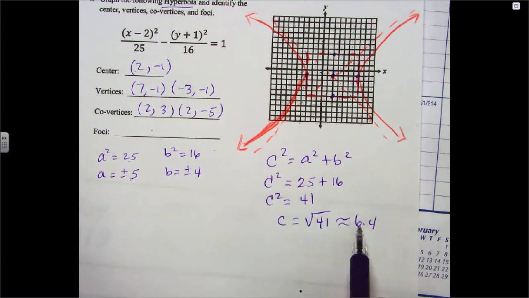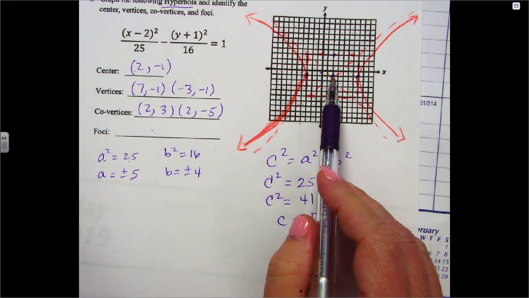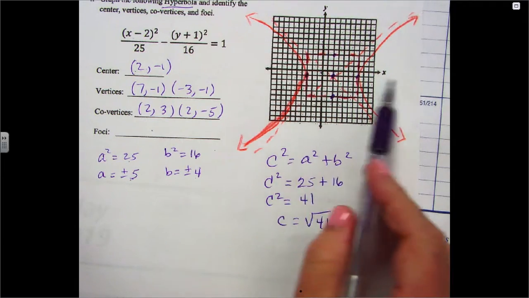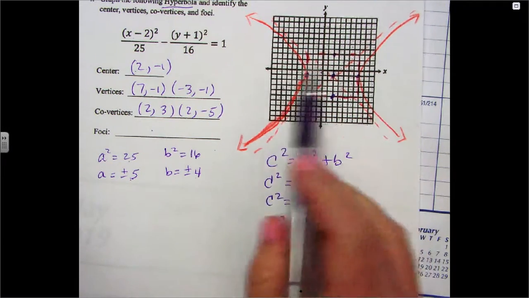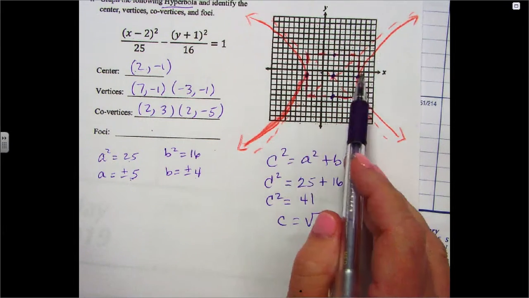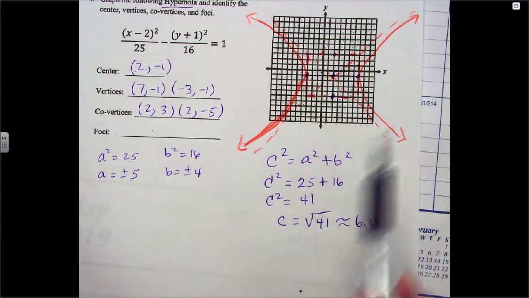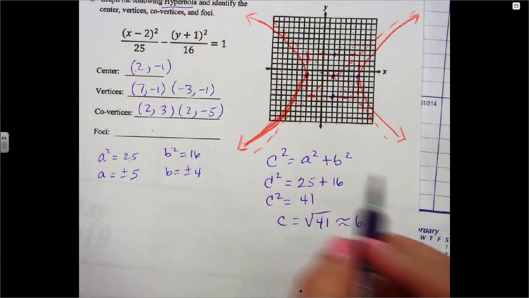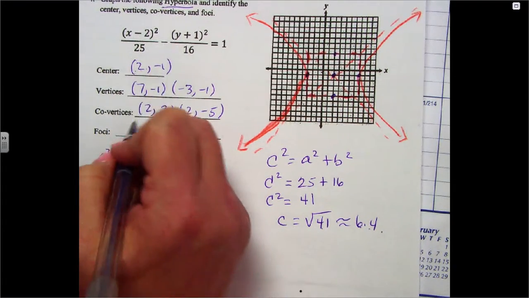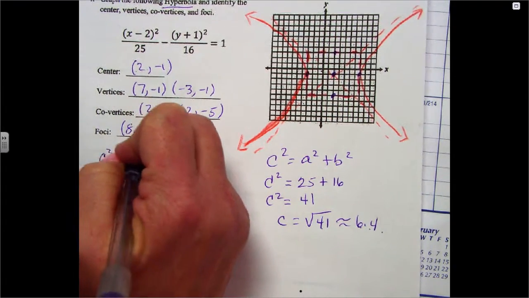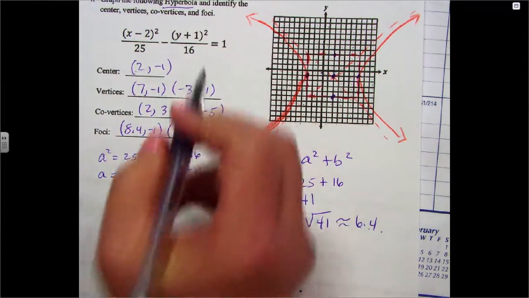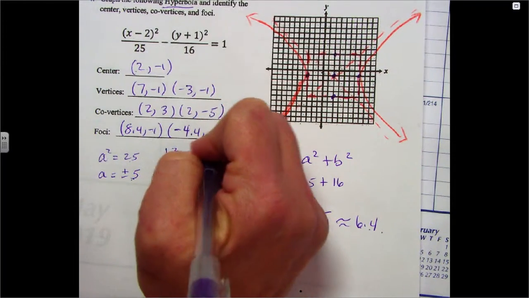So then I would add that to the center of my hyperbola. It's going to lie on your major axis, and it has to lie inside the hyperbola. It's like this is a bowl, and it contains the focus. It has to stay inside the bowl. So I'm going to add and subtract 6.4 to the x coordinate of my center. So 2 plus 6.4 is 8.4, comma negative 1, and 2 minus 6.4 is negative 4.4, comma negative 1.